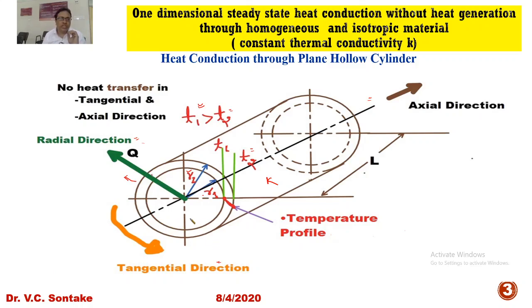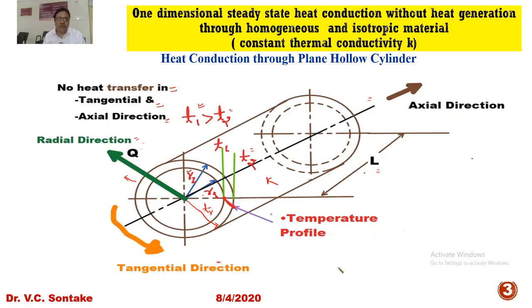So by virtue of this heat transfer, the temperature of this cylinder will vary in the radial direction, and let's say it is Tr or only T. So there is no heat flow in either the tangential or axial direction. Whatever heat is flowing, it is flowing only in the radial direction. And let's say the length of this cylinder under consideration is L.